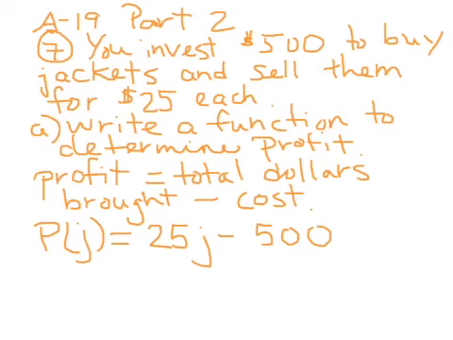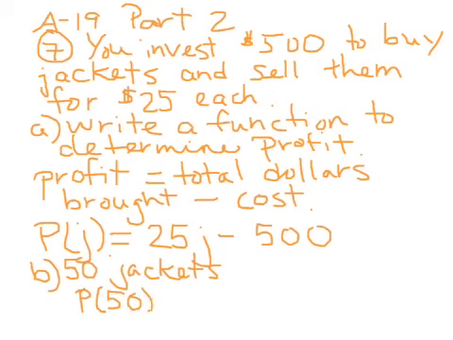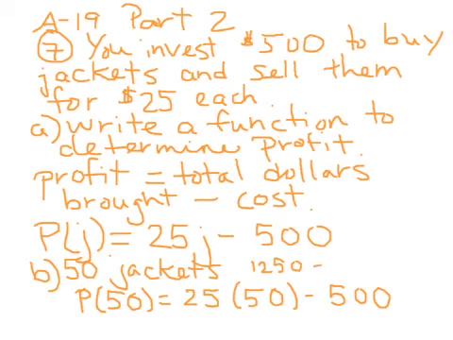Okay, so part B, I need to use the rule if I sell 50 jackets. So all I'm going to do here is substitute 50 for J. So I'm going to get P of 50 jackets is equal to 25 times 50 minus 500. 25 times 50 is 1,250, minus that cost, which was $500, and my profit is $750. Not bad for a day's work.